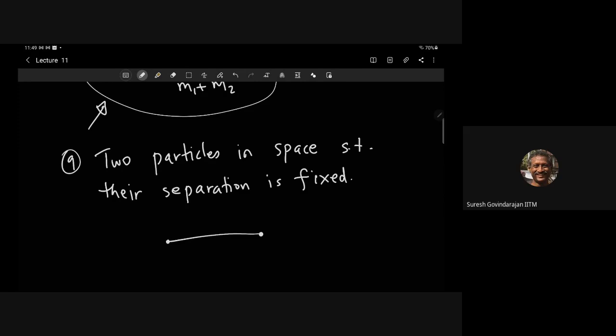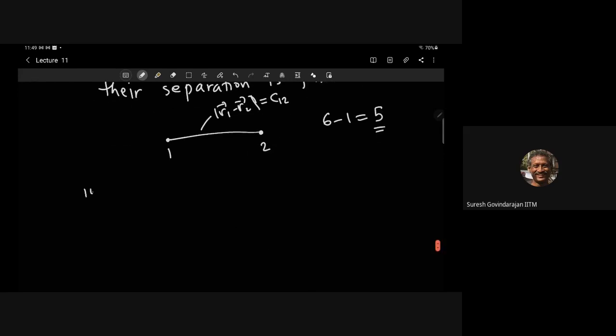Okay, so we have two particles moving in space and their separation is fixed, let's say |R1 - R2| = C12, some constant. How many degrees of freedom? 5, right? So 6 minus 1 holonomic constraint, 5. Okay. Quick, let's go a little faster.